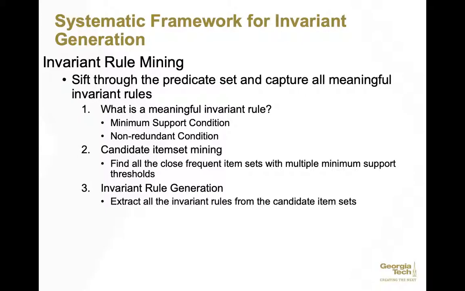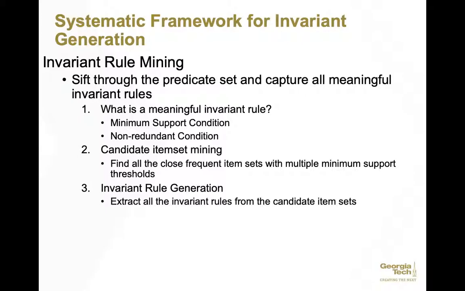And basically from there, the invariant rule mining can be split into two steps: the candidate item set mining and the invariant rule generation. The candidate item set mining's objective is to find all the closed frequent item sets with multiple minimum support thresholds in the item set database. The invariant rule generation's objective is to extract all the invariant rules from the candidate item sets found in the previous step.